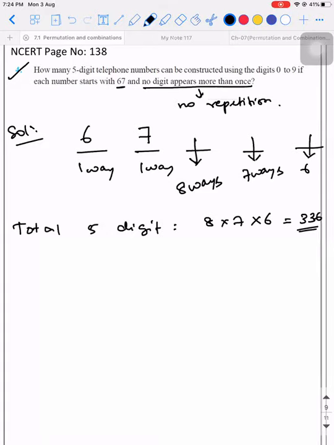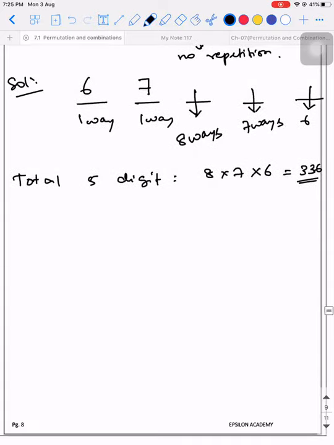Now I'm going to slightly modify this question. You guys are going to answer. I still want a 5-digit telephone number that can be constructed using the digits 0 to 9, but I'm not imposing the condition that it should start with 6 and 7. Can you tell me? 1, 2, 3, 4, 5. And the digits cannot be repeated. So then 10 into 9 into 8 into 7 into 6. Tell me, 10 into 9 into 8 into 7 into 6.